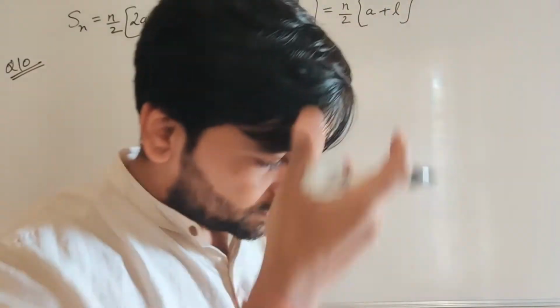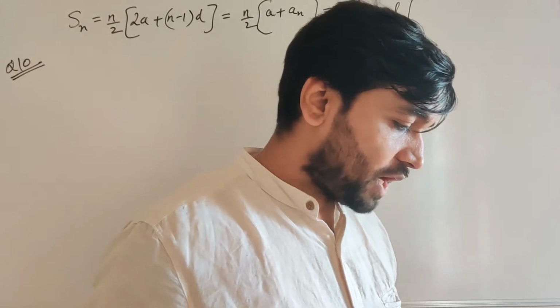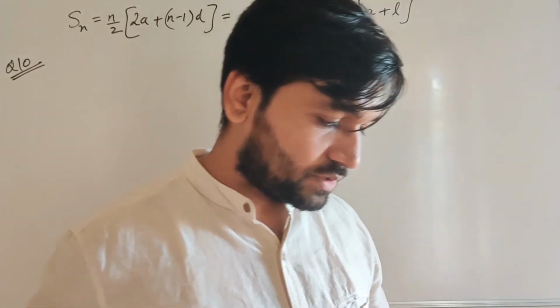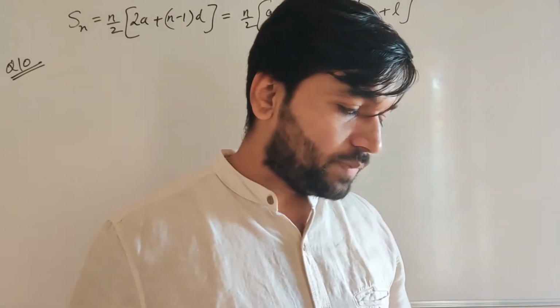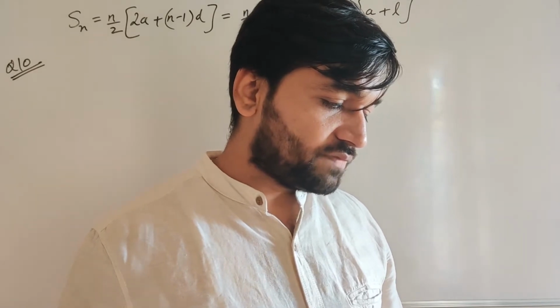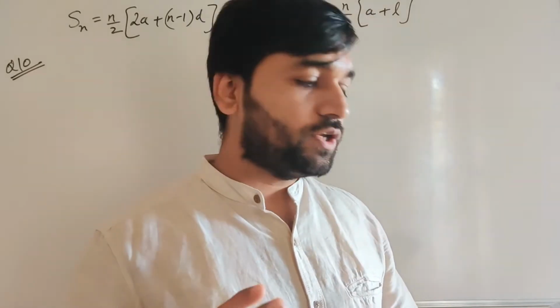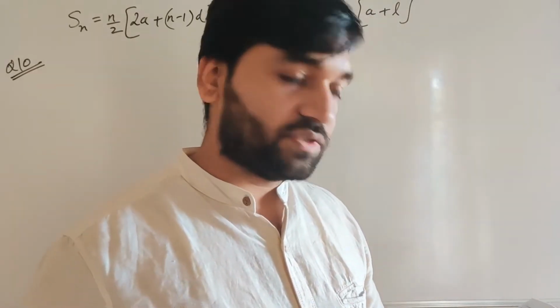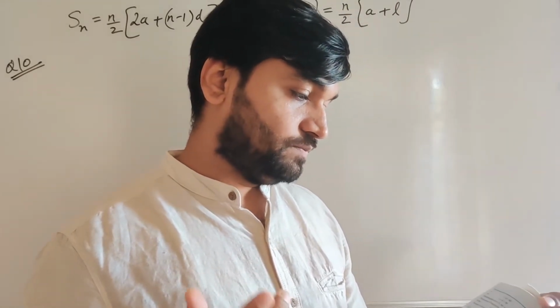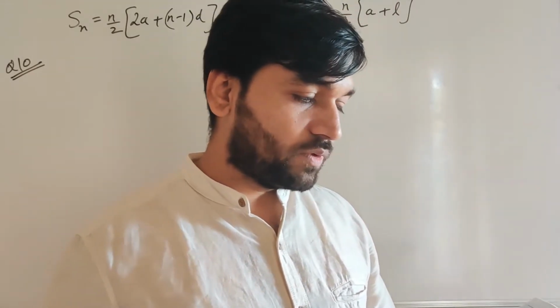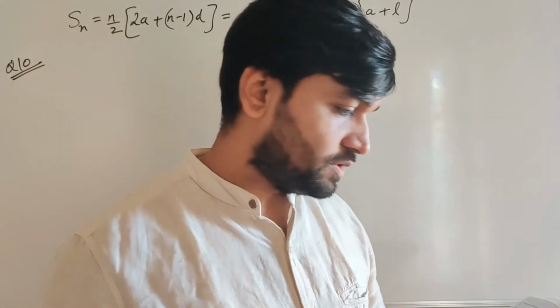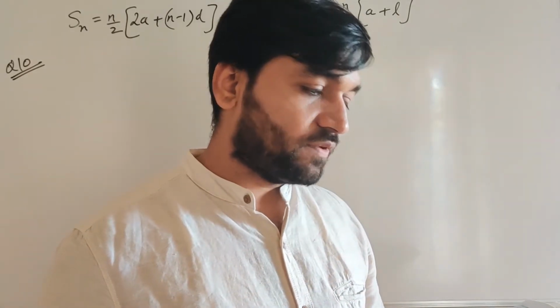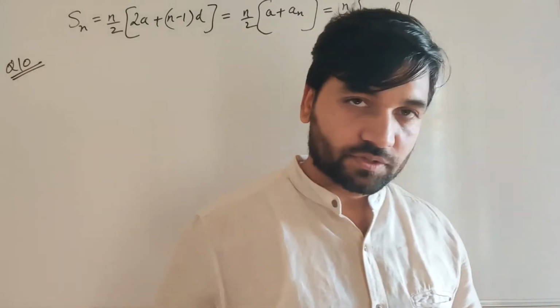Okay, so the next question, question number 10. Show that A1, A2 till AN form an AP where AN is defined as below. So we need to first prove that it's an AP. The first part is AN equals 3 plus 4n. Second part, also find the sum of first 15 terms in each case. So this is the question.